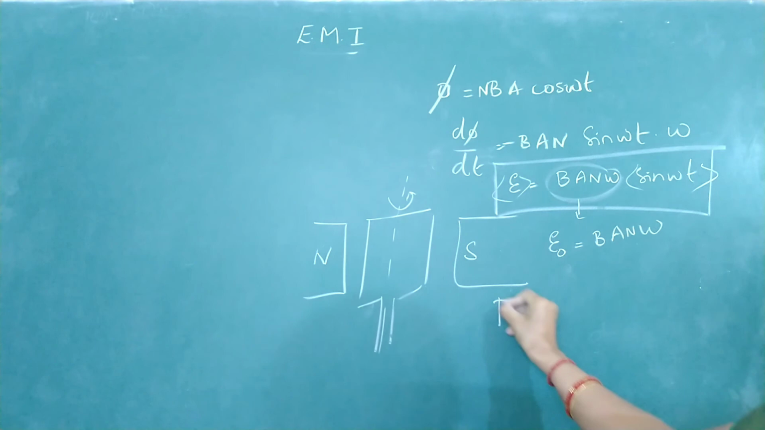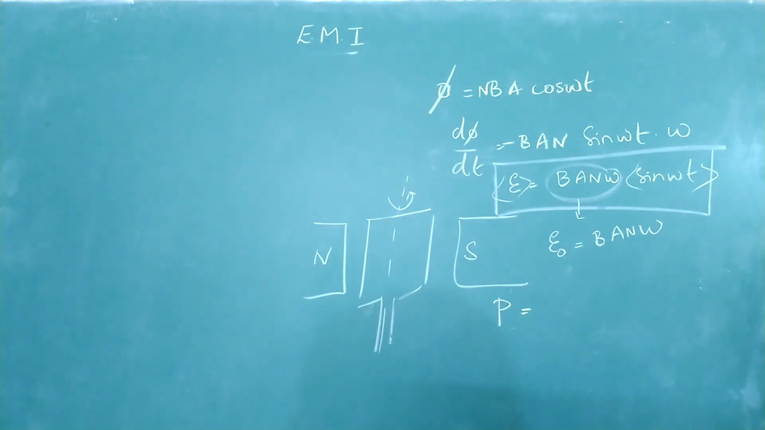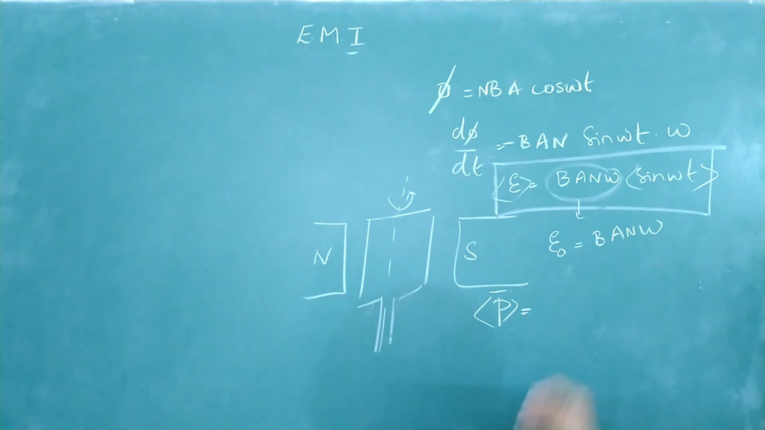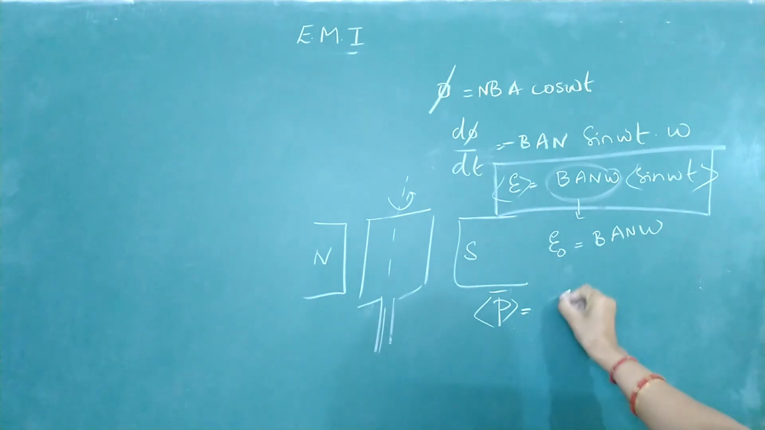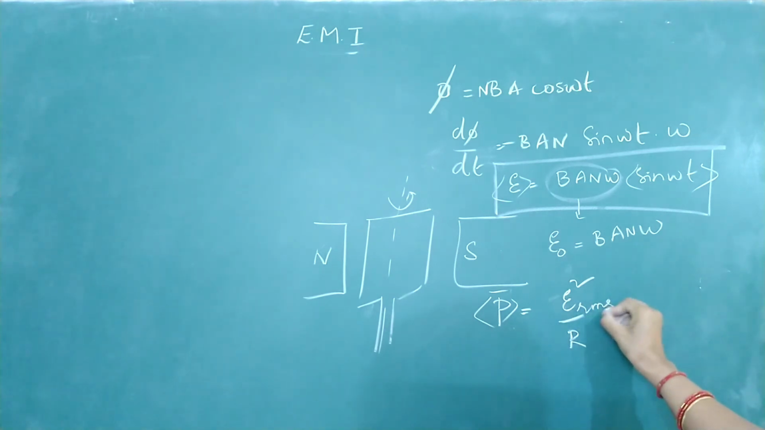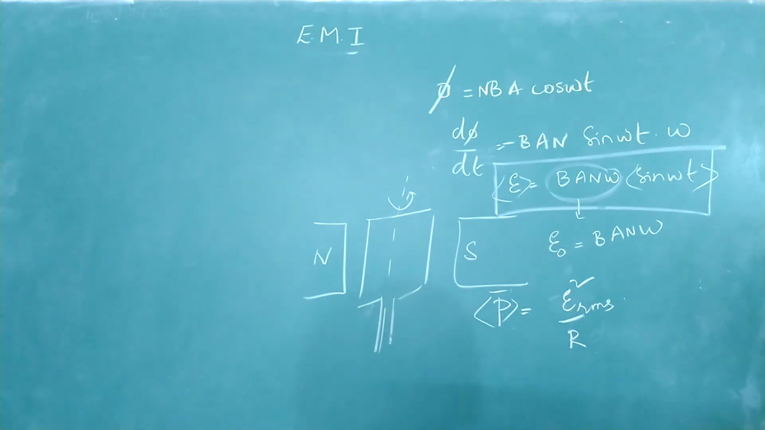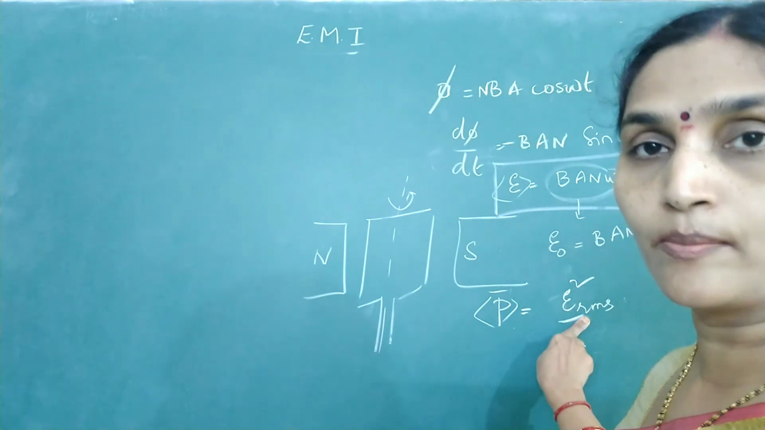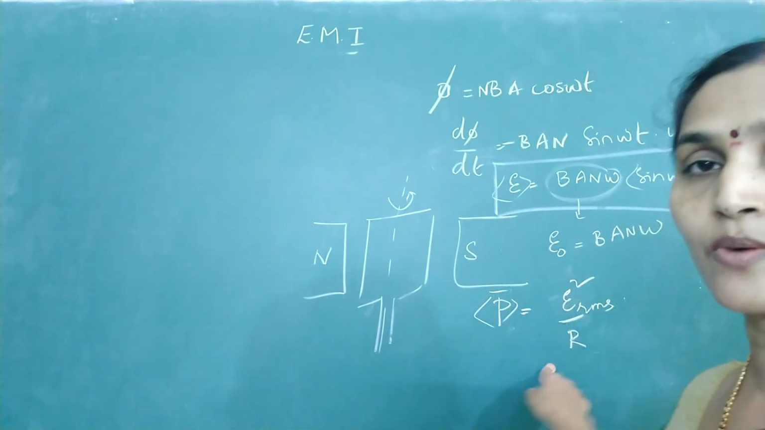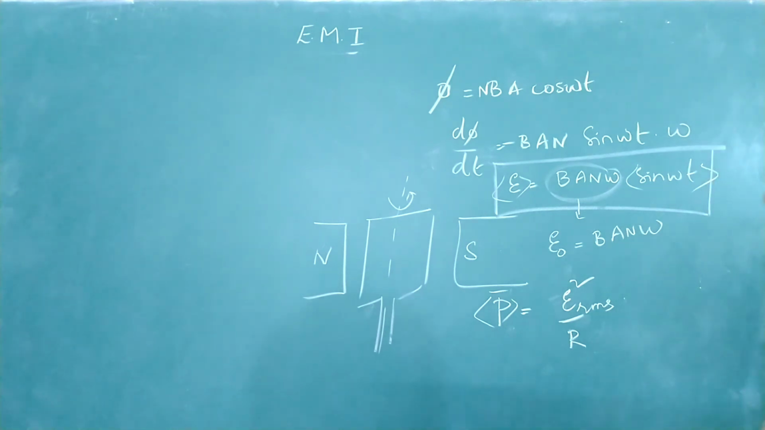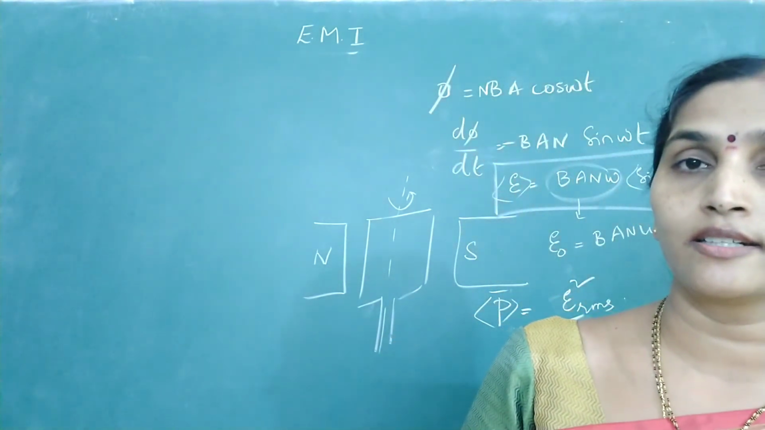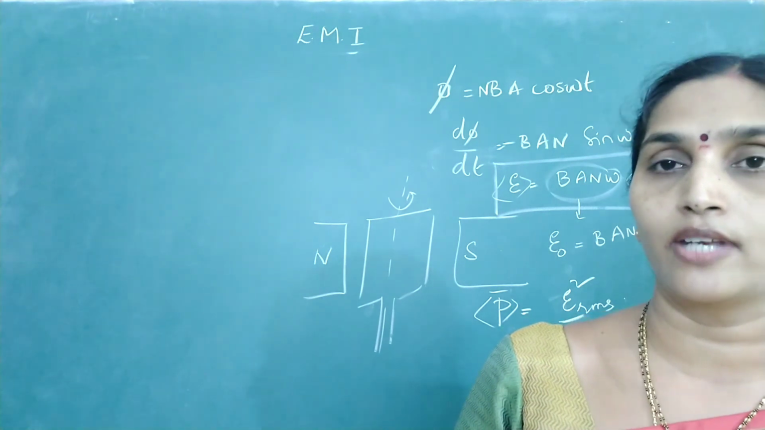Sometimes they ask you what is the power dissipated, the average power dissipated for one cycle. Is it nothing but E square divided by R? Which value will you consider here? The RMS value, which is E naught by root 2. Average power dissipated will be E RMS square divided by the resistance. So questions on the AC generator will generally be based on calculating the peak value or the average value.